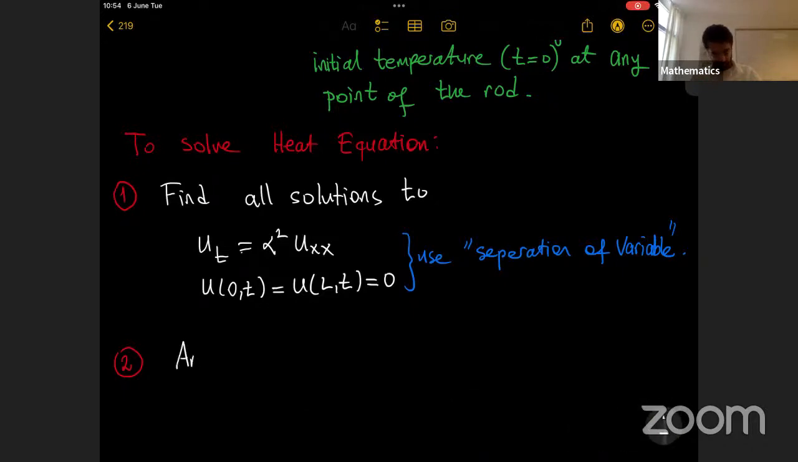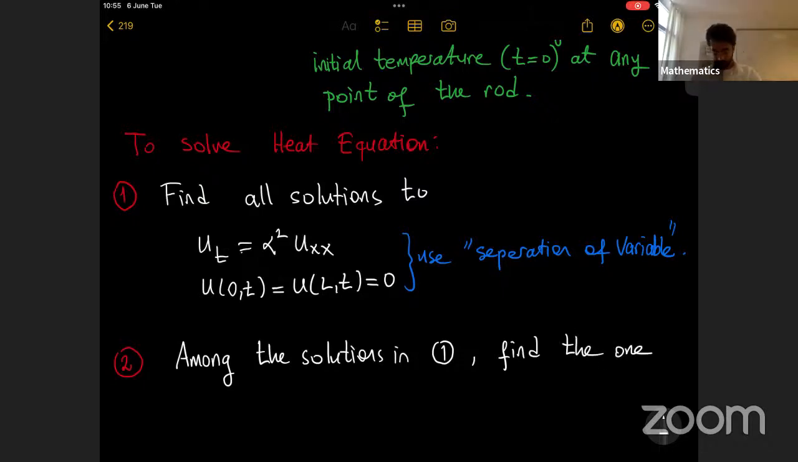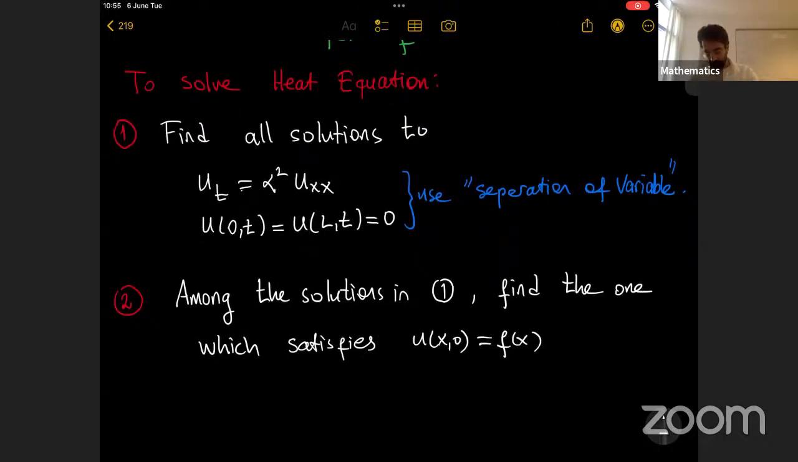So among the solutions in part 1, find the one which satisfies u(x,0) is equal to f of x, the second initial condition. And to do that, we will use Fourier series.